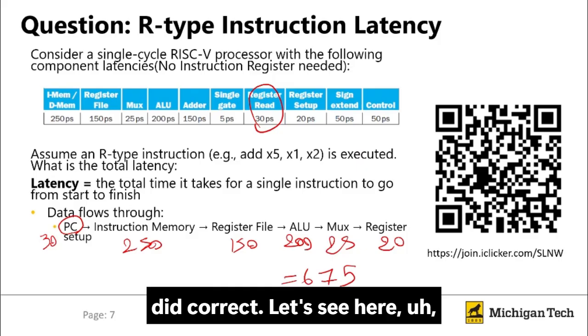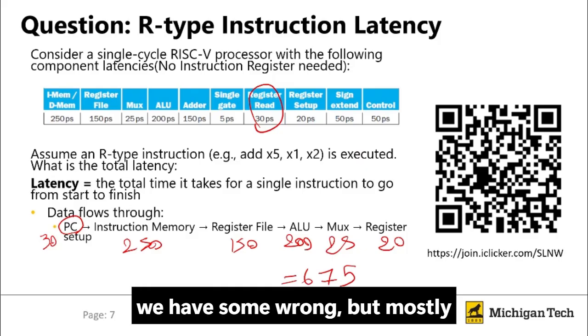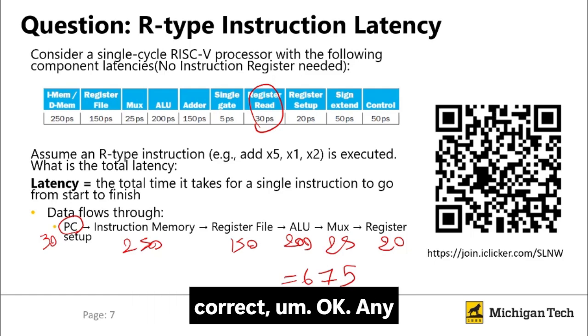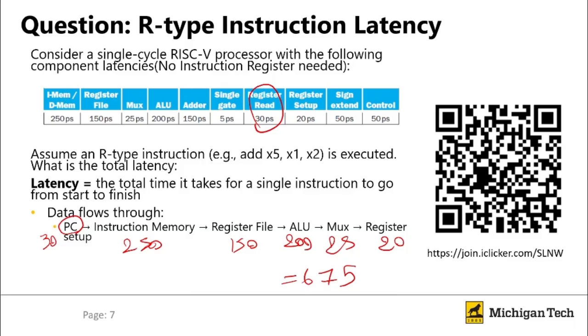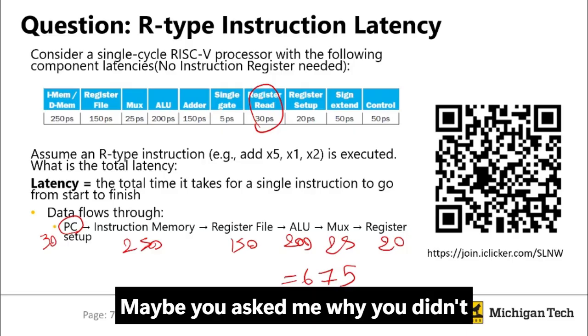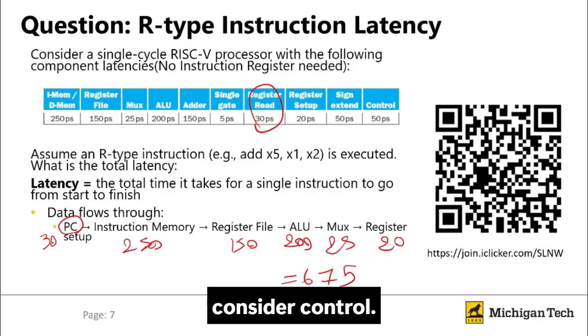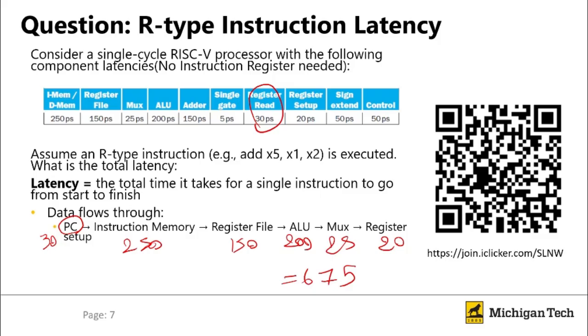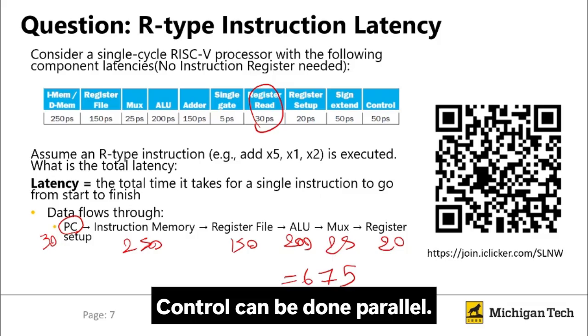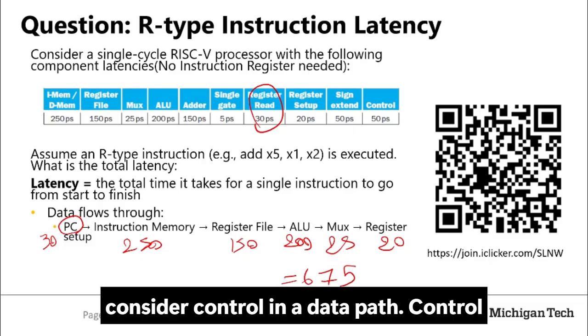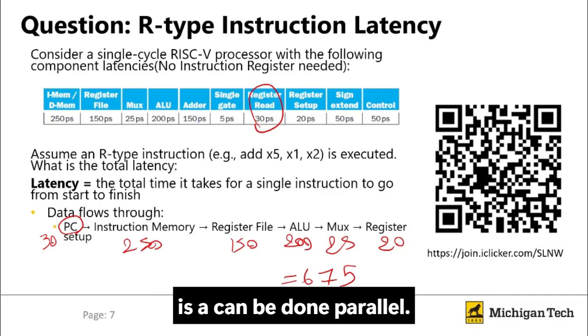Yeah, we have some wrong, but mostly correct. Okay, any question about this? Maybe you ask me why you didn't consider control. Control can be done in parallel. In the data path, we don't consider control. Control can be done in parallel.